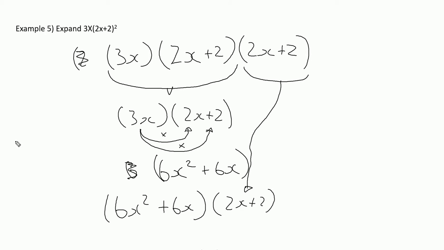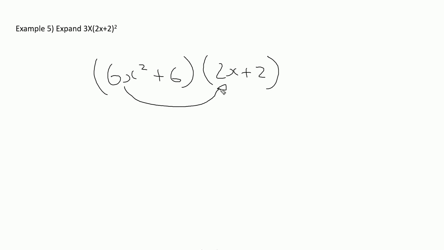So for clarity, let me just rewrite that. 6x squared plus 6 multiplied by 2x plus 2. So now you just times these out using the claw method as you would. First times first, first times last, last times first, and last times last.